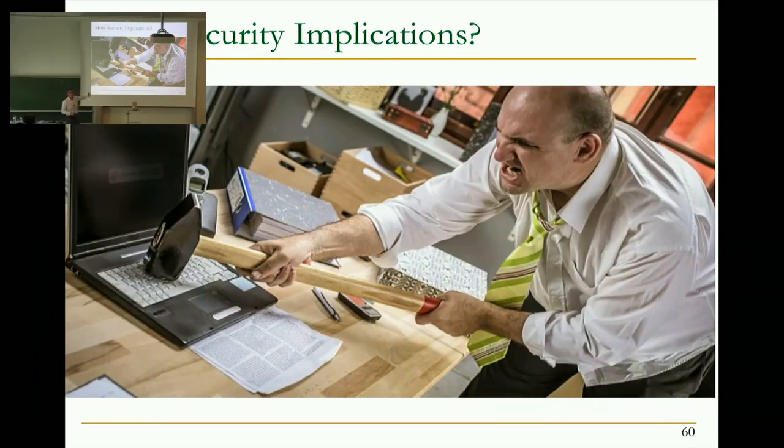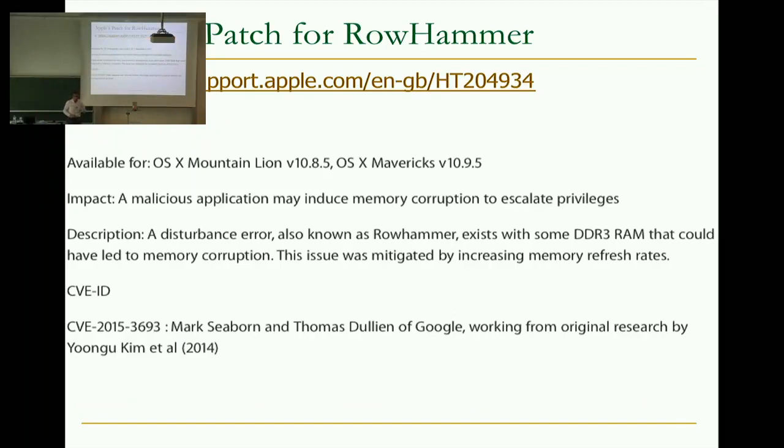So what's the solution? The solution in existing chips is unfortunately very limited. As you can see, Apple's patch is written here. They basically say they acknowledge Rowhammer. They said they mitigated the issue by increasing the memory refresh rates. Essentially, this is something that we don't want to do. We want to get rid of refresh because it's a big scaling problem in DRAM. But they increased the refresh rates.